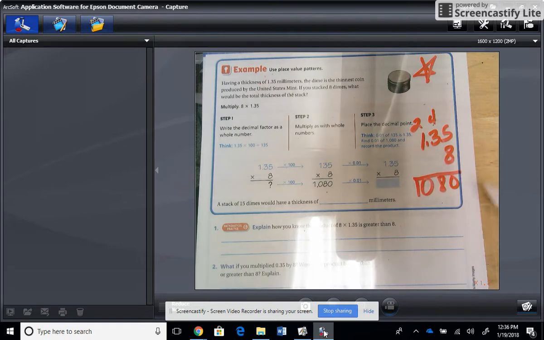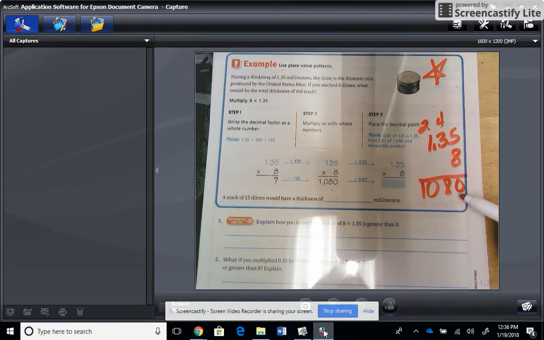Okay, now I have my whole number. Now I have to think about this as a decimal. I took this times 100th. So I've got to get rid of that decimal, or if I take it times 100th, I'm taking 100th times 1. My product is going to have it in the 100th place because 100th times 1 is 100th. So I've got to move it to the 100th place.